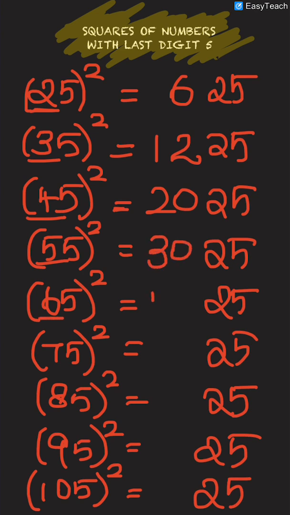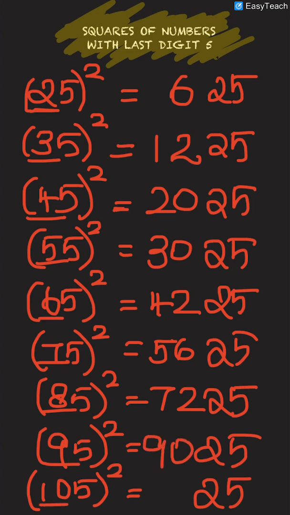6 7s are 42. 7 8s are 56. 8 9s are 72. 9 10s are 90. And the next number of 10 is 11. So 10 11s are 110.